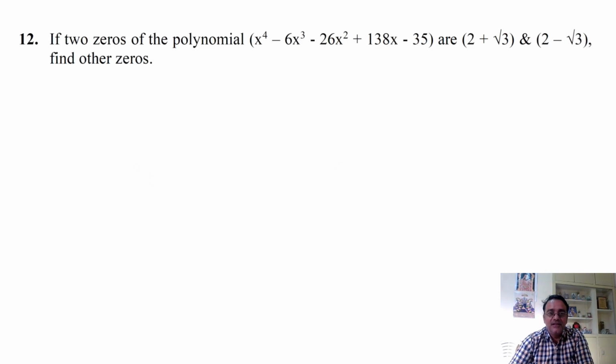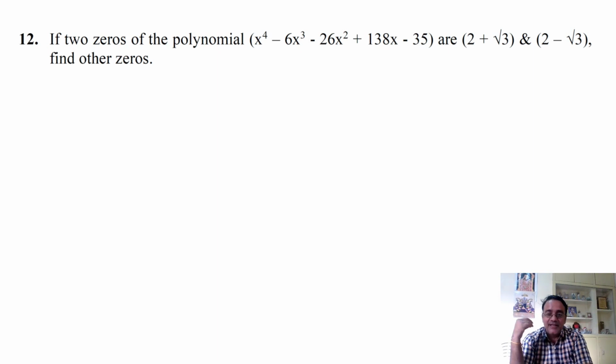So let us move towards the 12th question, the last question. If two zeros of the polynomial x to the power 4 minus 6x cube minus 2x square plus 138x minus 35 are 2 plus root 3 and 2 minus root 3, find the other zeros. So we can take 2 plus root 3.